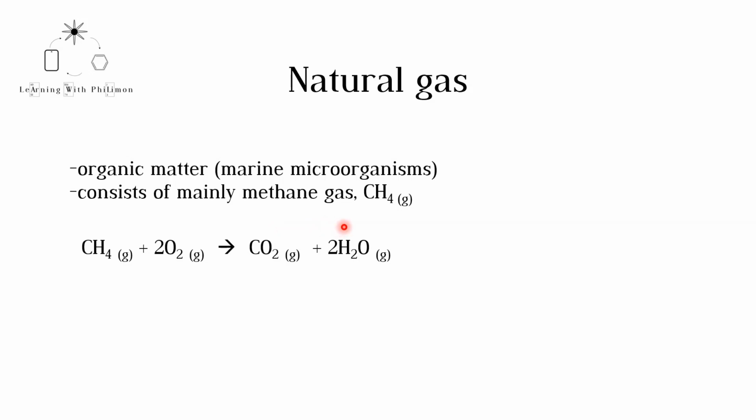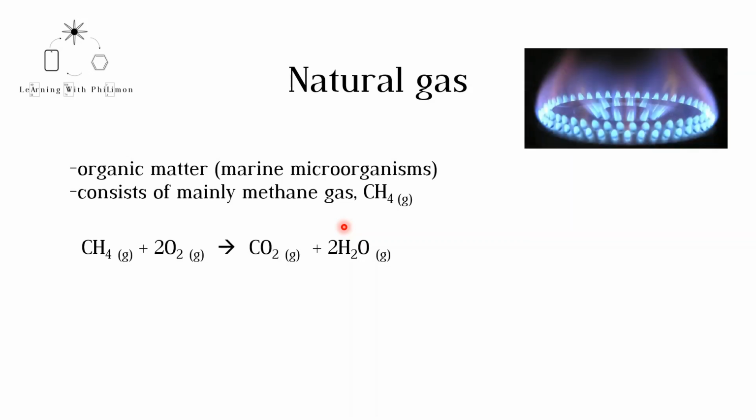Natural gas can be used for heating in Bunsen burners, cooking in gas stoves, as can be seen in this picture, or to produce electricity, as discussed in the previous slide. Methane is a colorless gas, but when it undergoes complete combustion, a blue flame is produced. Now let's take a look at petroleum.